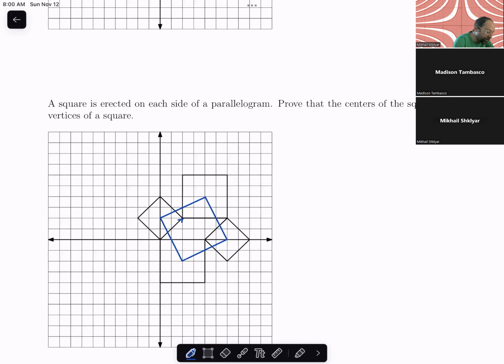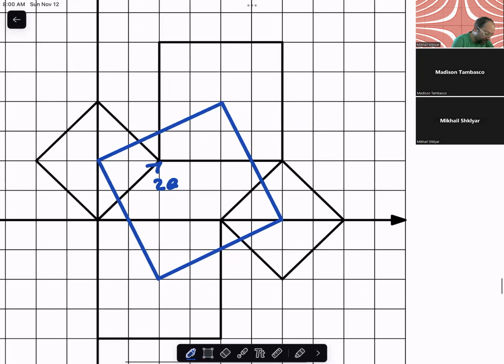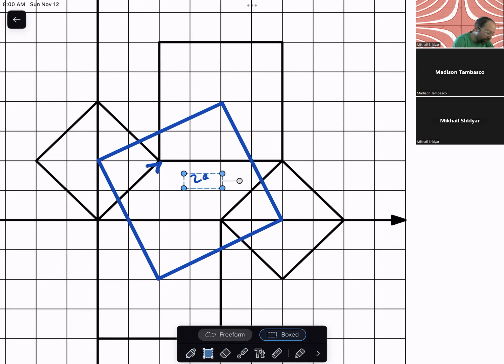I'm gonna be sneaky. I'm gonna call it 2a. So I'm gonna zoom in, okay? And I'm going to reduce this. Yeah, this is good. Okay, so I'm going to call this complex number 2a. Now that means that halfway is just going to be a. So half of this complex number is just a.